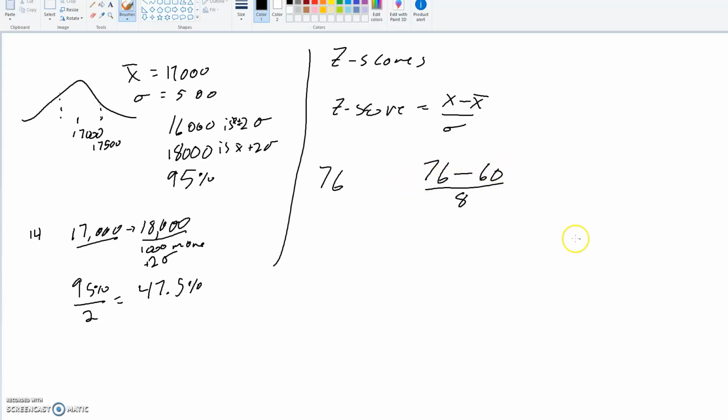Okay. So 76 minus 60, that's just 16, over 8, 16 over 8, it's just 2. So, and this is the way that we write this, z sub 76, or the z-score corresponding to the data point of 76 is 2. So this is 2 standard deviations above the mean.